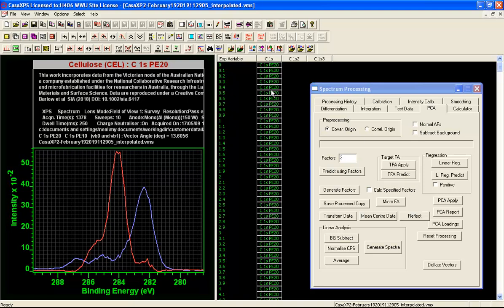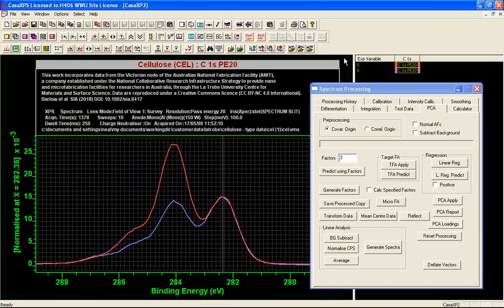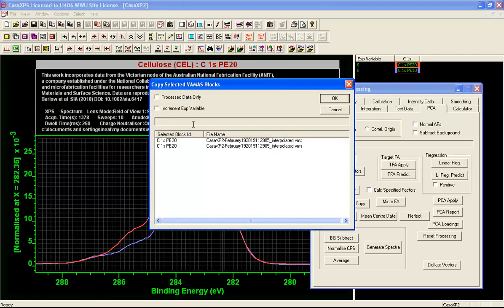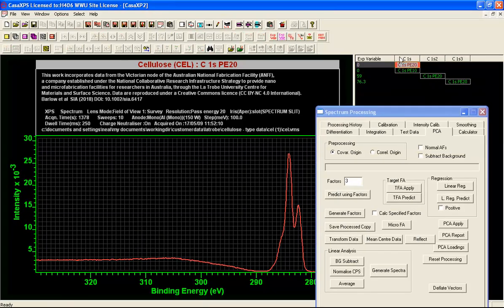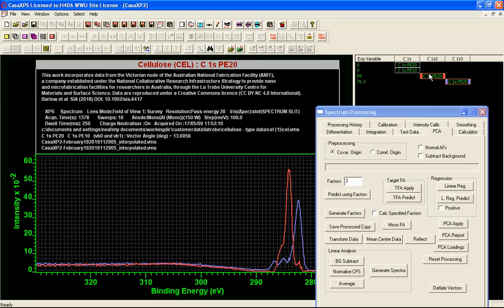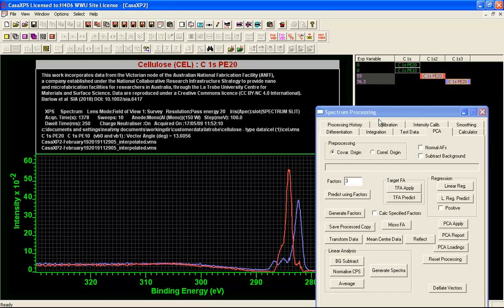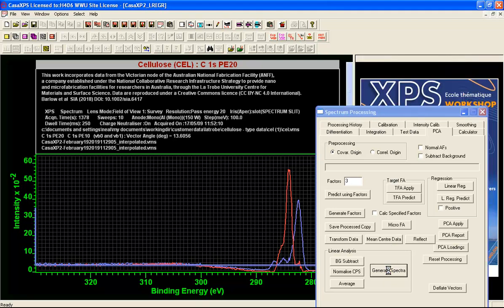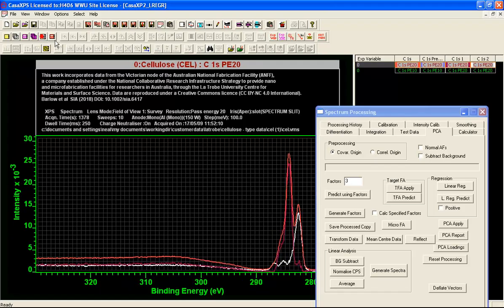So let's now see how these relate to the original data. So I'll copy these back to this file. These were both selected, so I can copy these to the file where I had the processed form of these carbon 1s data that had been shifted. So if I display these 2 vectors that have been calculated, these are mathematical, which is why I'm referring to them as vectors, and then I see how these relate to the spectra themselves by using the generate spectra button and overlay a row of these.